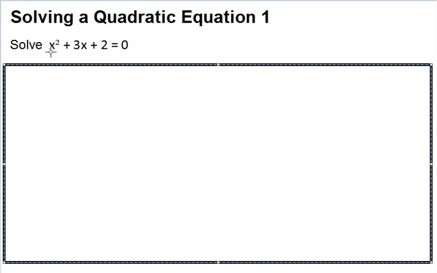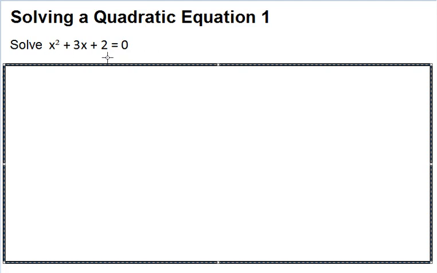So for example, if I let x equal 2, 2 squared was 4, plus 3 times 2, that's 10, because 4 plus 6 is 10, plus 2 is 12, and 12 does not equal 0. So x is not a solution of this equation. We've not solved the equation. Okay? So we're looking for a value, or more than one value, which solves this equation, which makes this equation true.